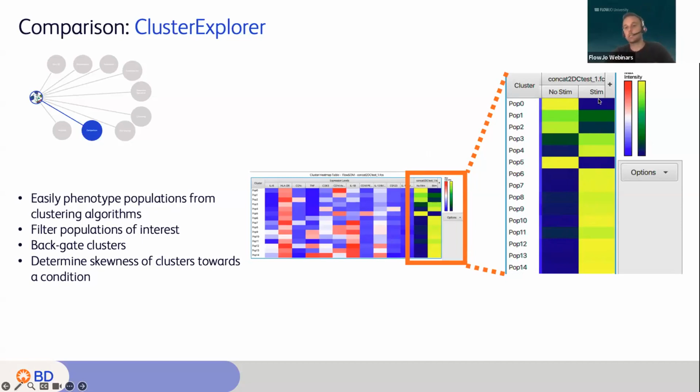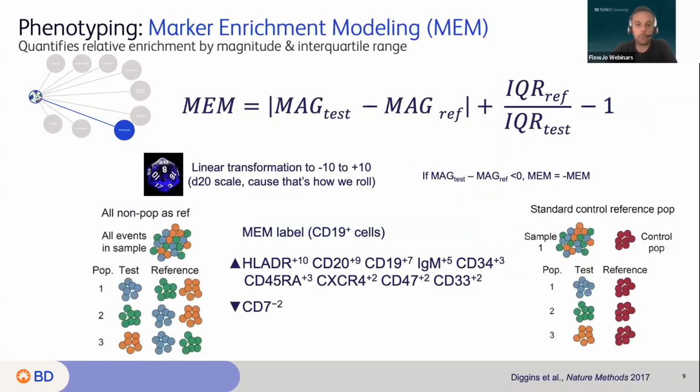So everything here is manual, and we realized in FlowJo that we wanted to make things a little bit easier and maybe have something a little bit more automatic. So in the new version of FlowJo that was released a few months ago, we now have MEM native, as in your population. You can have an option, MEM. And MEM stands for marker enrichment modeling, and is a quantitative relative enrichment by magnitude and anthropometric range.